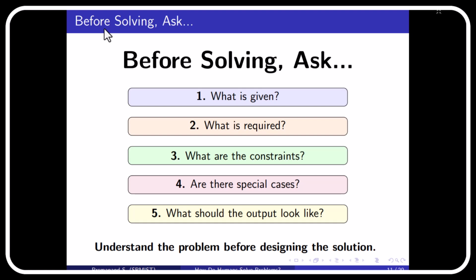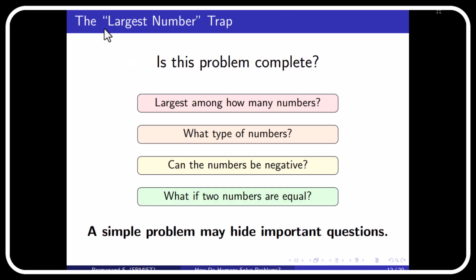Let us see what happens if we don't ask these questions. So here is a simple problem. Find the largest number. Sounds easy, right? But is this problem complete? Largest among how many numbers? 2, 3, 100? What type of numbers? Integers, floats, or complex numbers? Can they be negative? What if two numbers are equal? Suddenly, our one-line problem has produced several questions. And this is important: a simple problem may hide important questions. If we misunderstand the problem, even a perfectly written program can be wrong.